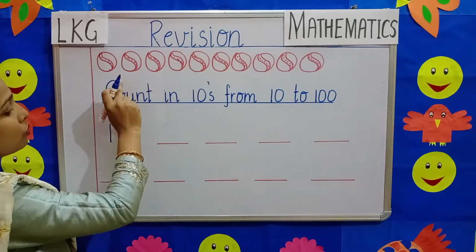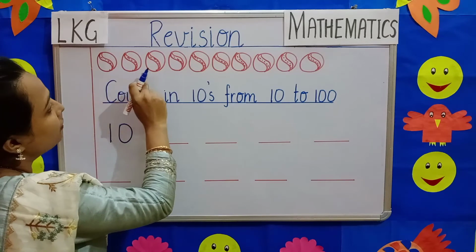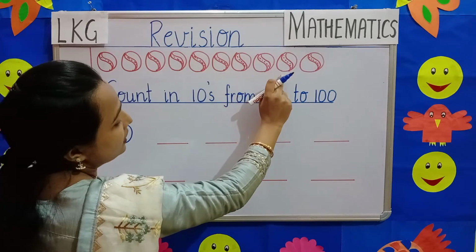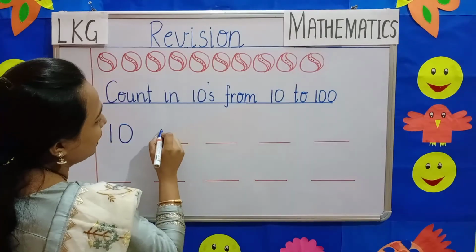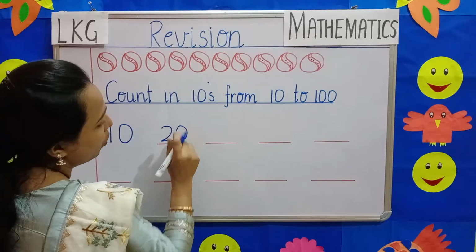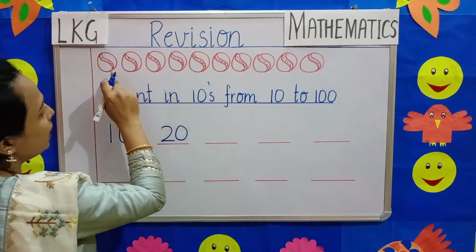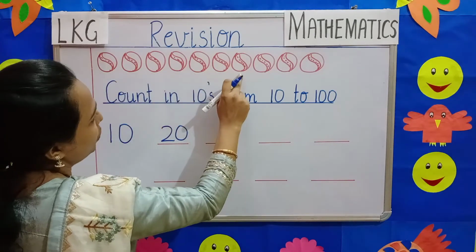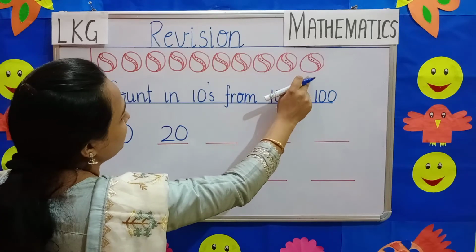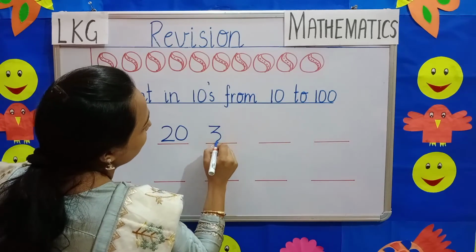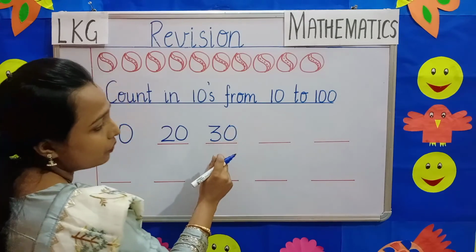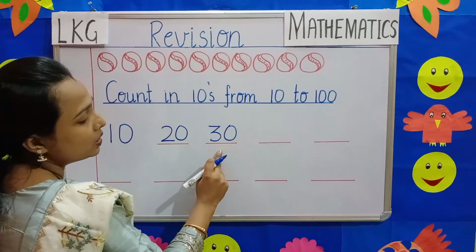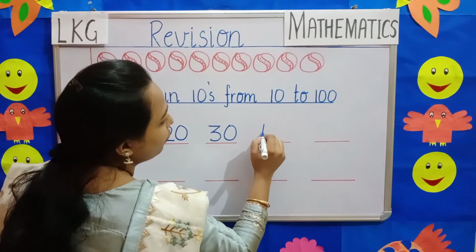So come, let us count after 10. 11, 12, 13, 14, 15, 16, 17, 18, 19 and 20. So 20 becomes your answer here. Now, what comes after 20? Come, let's count. 21, 22, 23, 24, 25, 26, 27, 28, 29, 30. So our next number here is 30. Children, likewise, you will keep on counting by skipping 9 numbers. So after 30, our answer here will be 40.